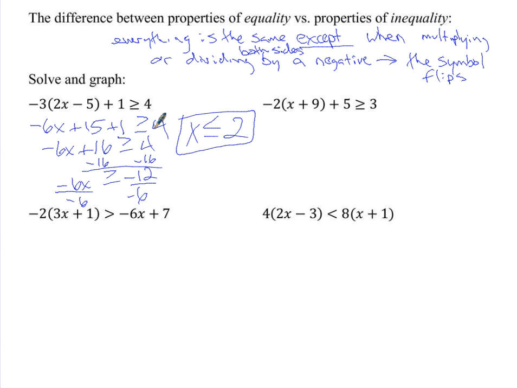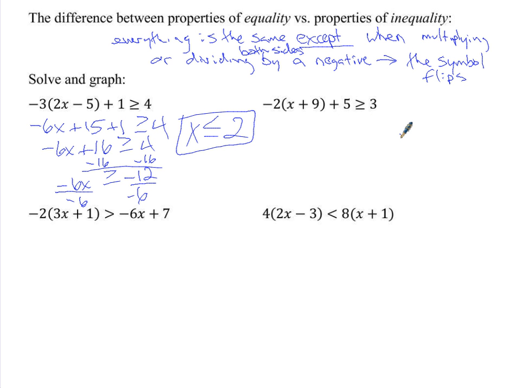Now, check your answer. You can check your answer very easily with these problems. Pick a number that meets this criteria. Pick a number that's less than or equal to 2. Pick an easier number than 2. Pick an easier number than 1. 0. Plug 0 in here and you get negative 5 times negative 3, which is 15, plus 1. Is that greater than or equal to 4? Seems like we did the problem right. Okay? It's easy to check these.